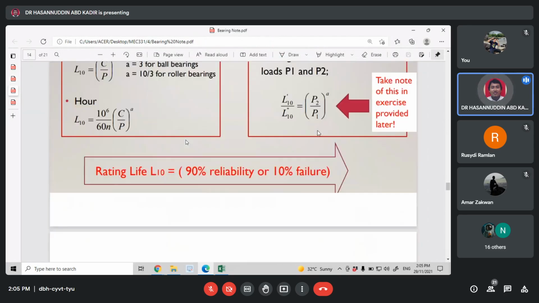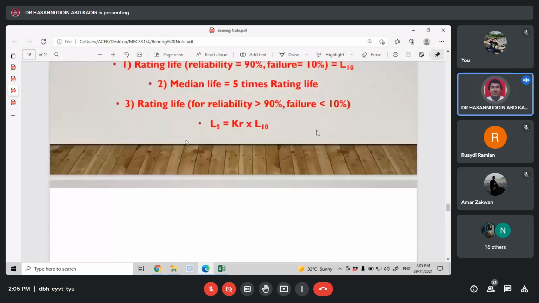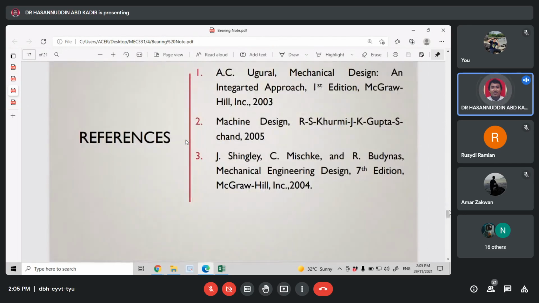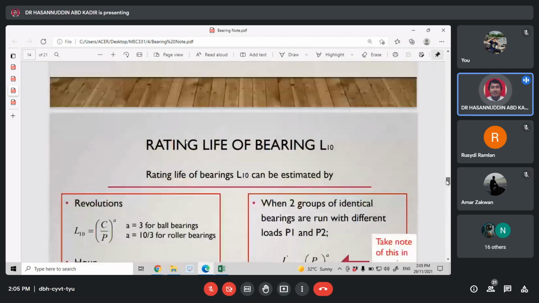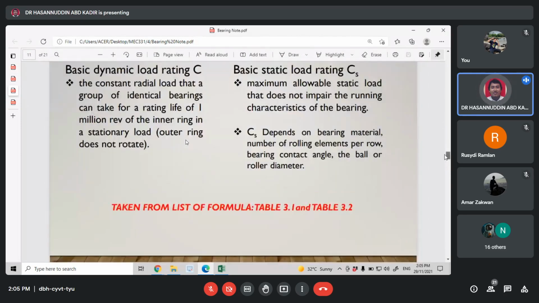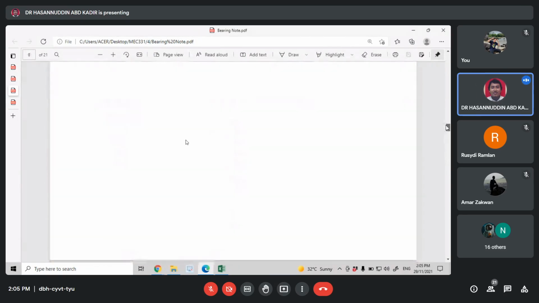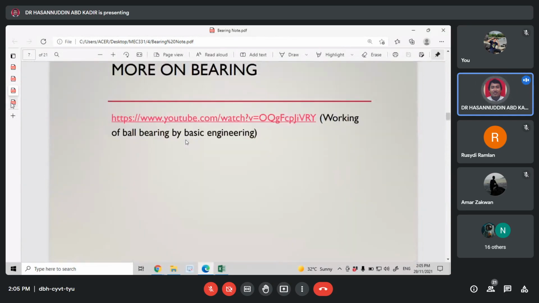Okay, so this is the bearing node. Ni saya dah explain bahagian ni. So tak perlu hafal formula, just refer to the formula. Just make sure that you know how to apply that formula when they give you the question.